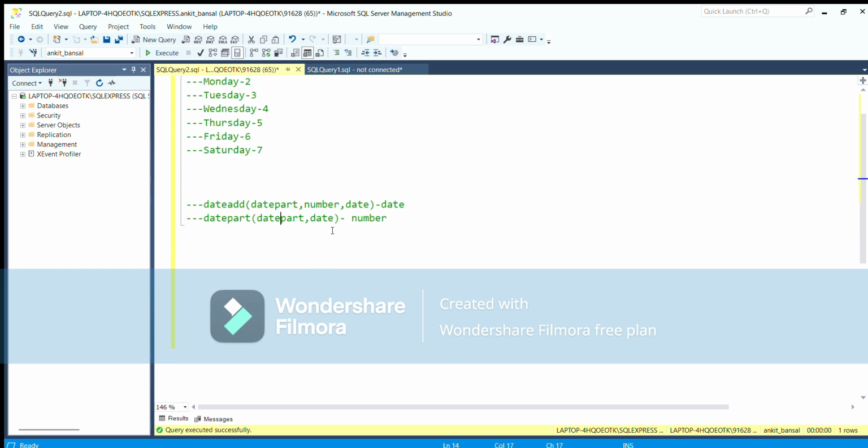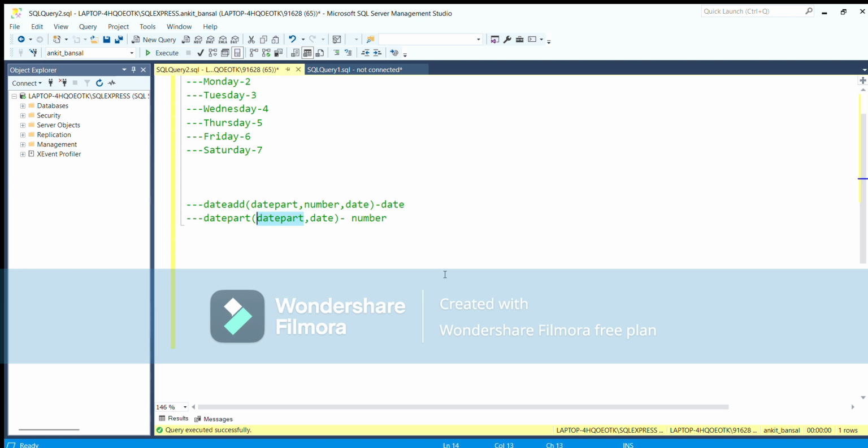And what is the datepart? Datepart means part of the date. So if you want to fetch the year of the date, the month of the date, the day of the date, the week of the date, or the weekday of the date, then you should mention it over here in the datepart section.